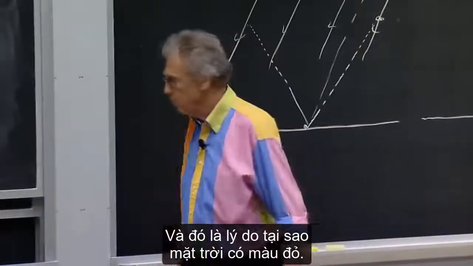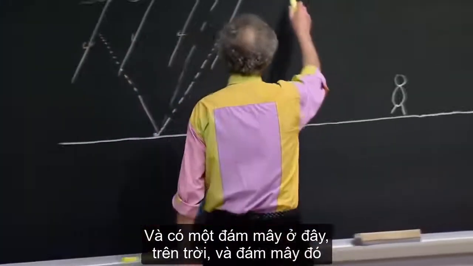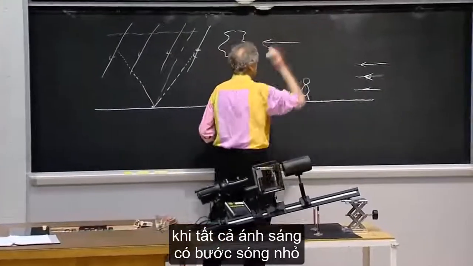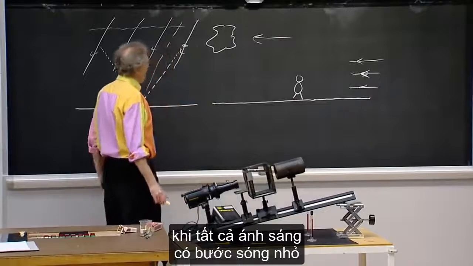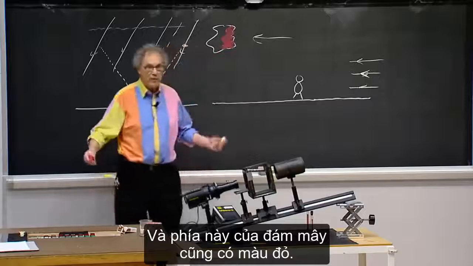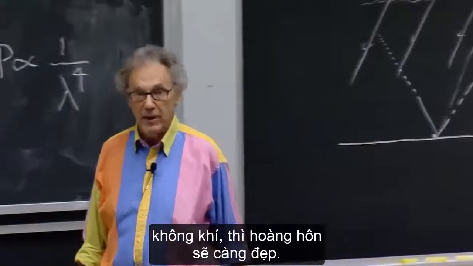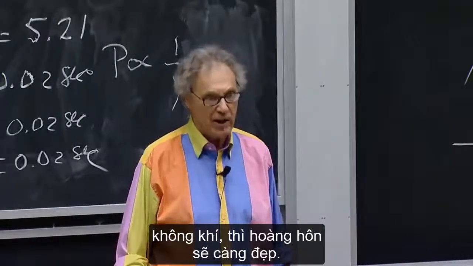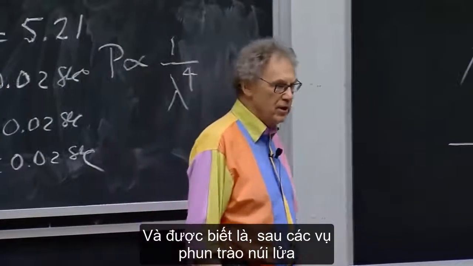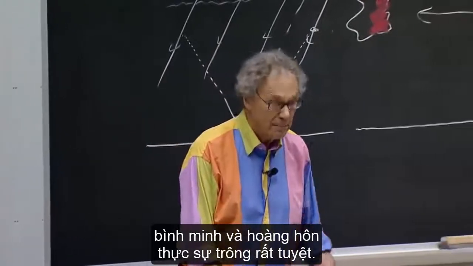And so that is the reason why the sun looks red. And there is a cloud here in the sky, and that cloud sees light where all the small wavelengths have been scattered out, and so this side of the cloud is also red. You can now understand that the more pollution there is in the air, the more beautiful sunsets are. And it is well known that after volcanic eruptions, the sunsets and the sunrises are truly fantastic.